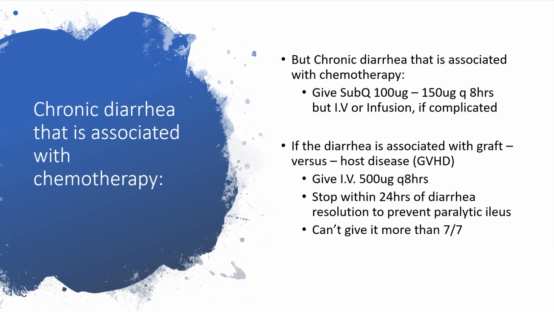Okay, if you are dealing with chronic diarrhea that is associated with chemotherapy, then you can give Octreotide 100 microgram to 150 micrograms SubQ every 8 hours. But IV or infusion could be used if the situation is complicated. If the diarrhea is associated with graft versus host disease, then you can use IV 500 micrograms every 8 hours, but stop within 24 hours of diarrhea resolution. If not, you might be tilting the patient to paralytic ileus. So to prevent paralytic ileus, stop within 24 hours of diarrhea resolution.